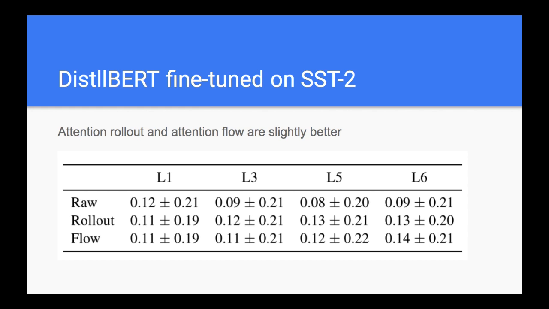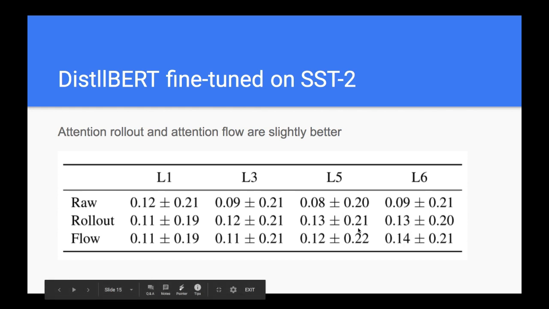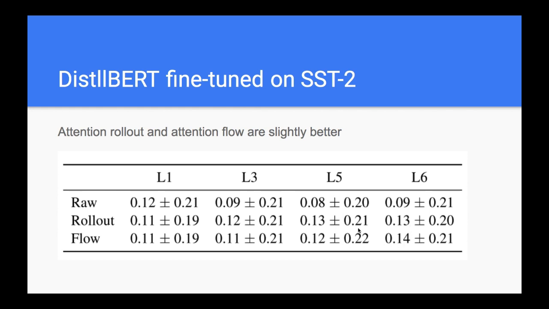So they fine-tune DistilBERT on sentiment classification data, SST-2, and use the same methods to see how much the correlation between token importance scores and the attention weights holds, from these three different points of view of attention weights. And the results are quite different from the previous one. In the previous one, you can see there is a strong correlation in the last few layers in the attention rollout and the attention flow points of view.